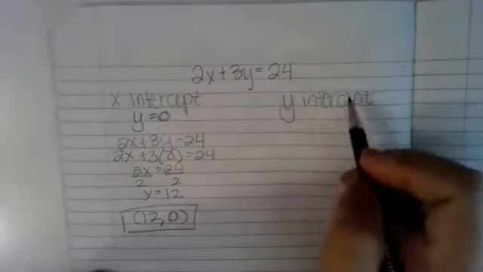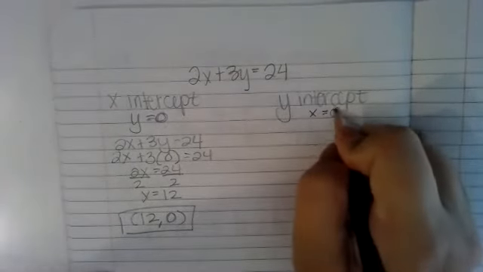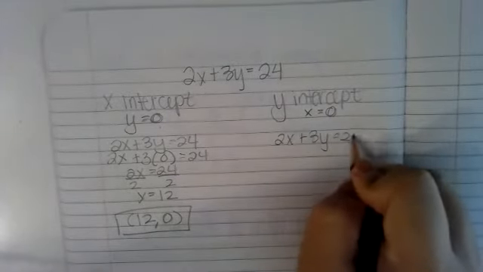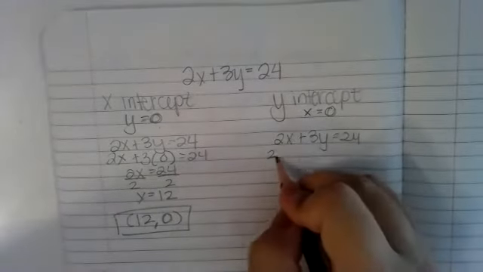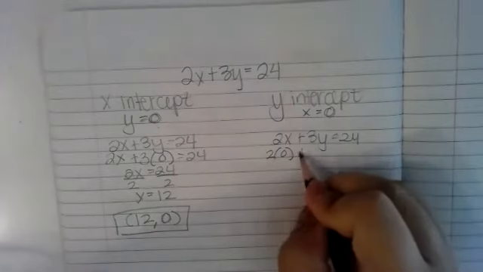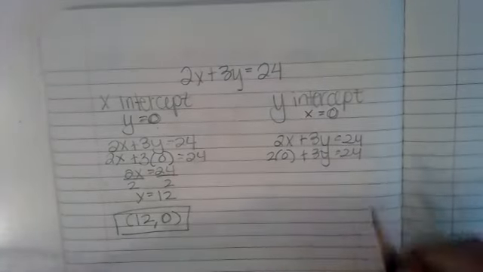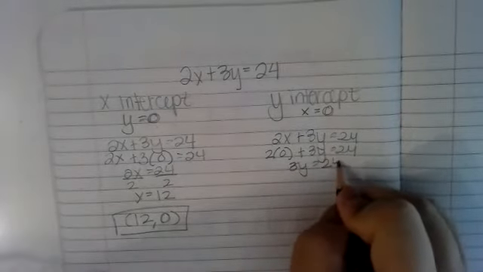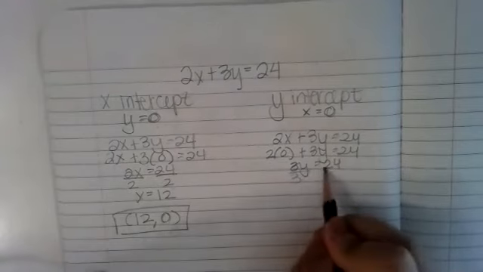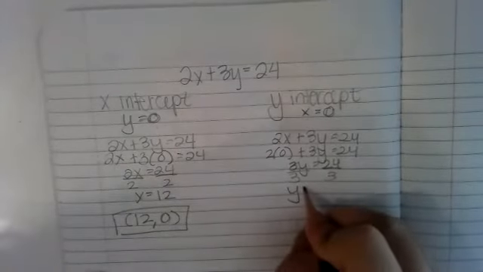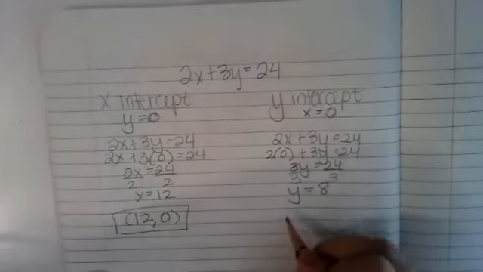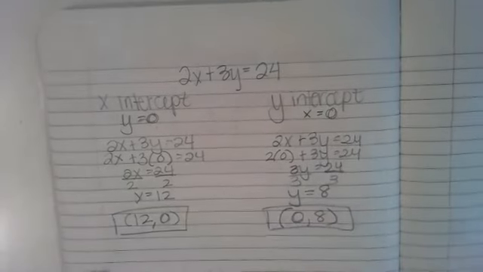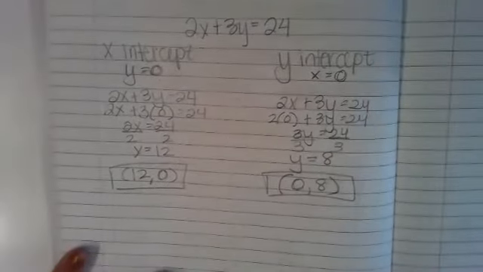Okay, so y-intercept, we put x equal to 0. So now I have 2x plus 3y equals 24. I substitute 0 for x, so I have 2 times 0 plus 3y equals 24. I simplify, 2 times 0 is 0, so I have 3y equals 24. Divide by 3, divide by 3. y equals 8. So my ordered pair here would be 0, 8. And there you have it.